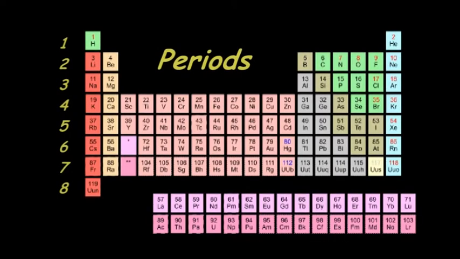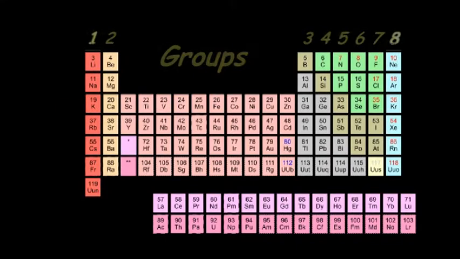We arrange the elements in rows called periods. There are 8 periods here. The columns are called groups. There are 2 main groups on the left and 6 main groups on the right of the table.